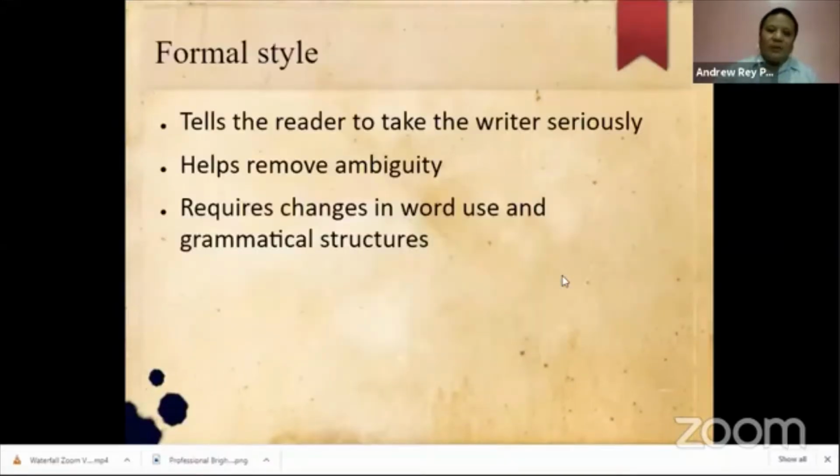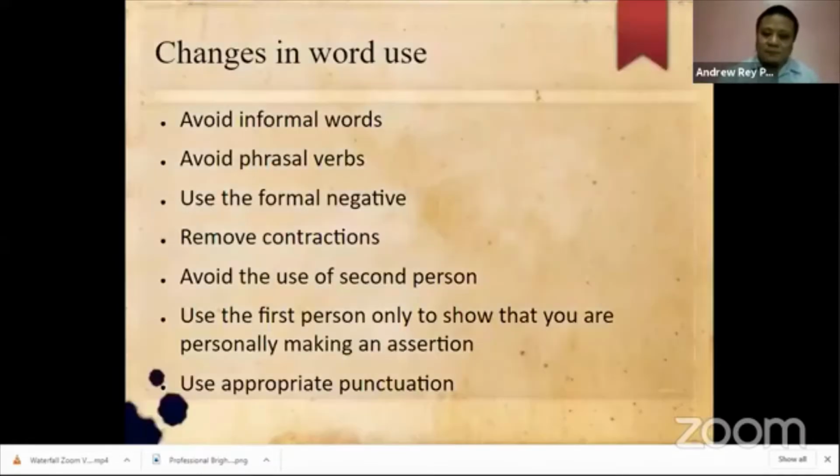So when you use formal style, you tell the reader to take you seriously. Formal style tells the reader to take the writer seriously. Formal style also helps remove ambiguity. But formal style requires changes in word use and grammatical structures. So here today we will be discussing shifting to a formal style.